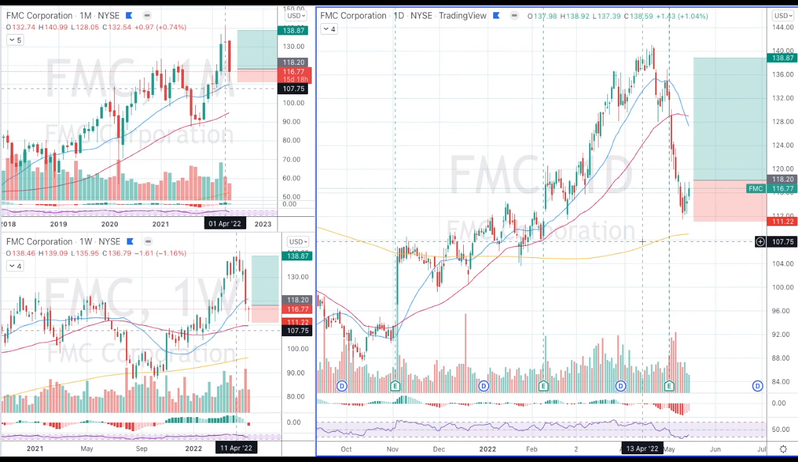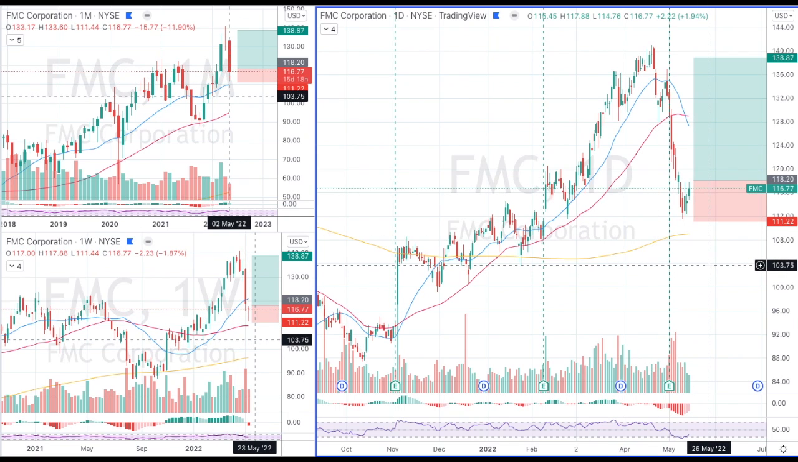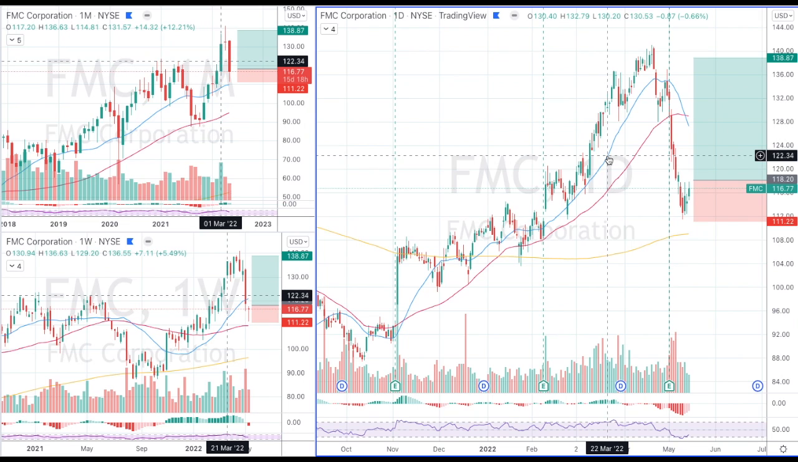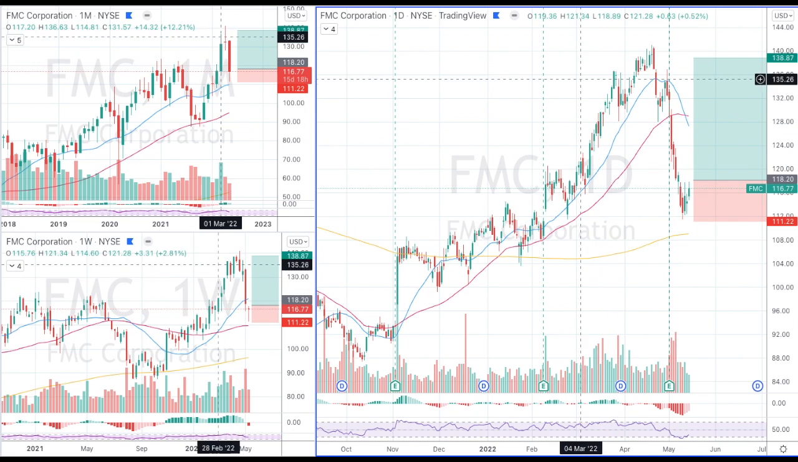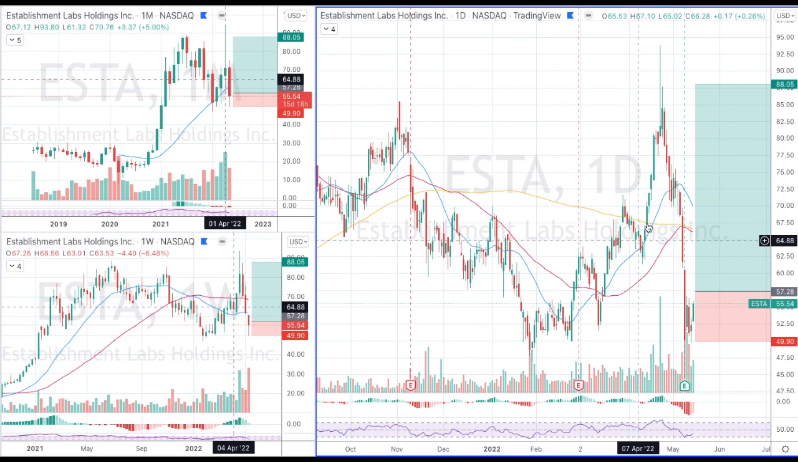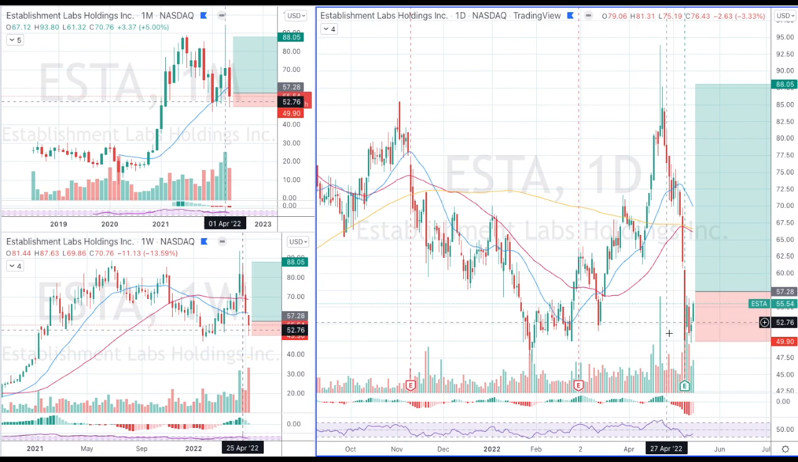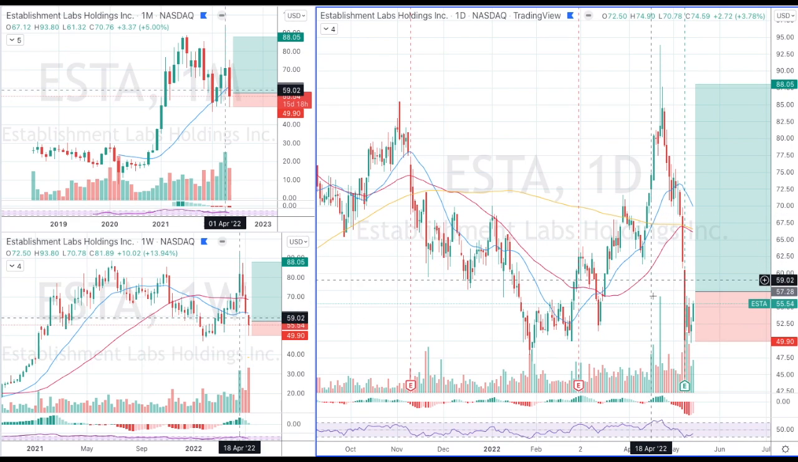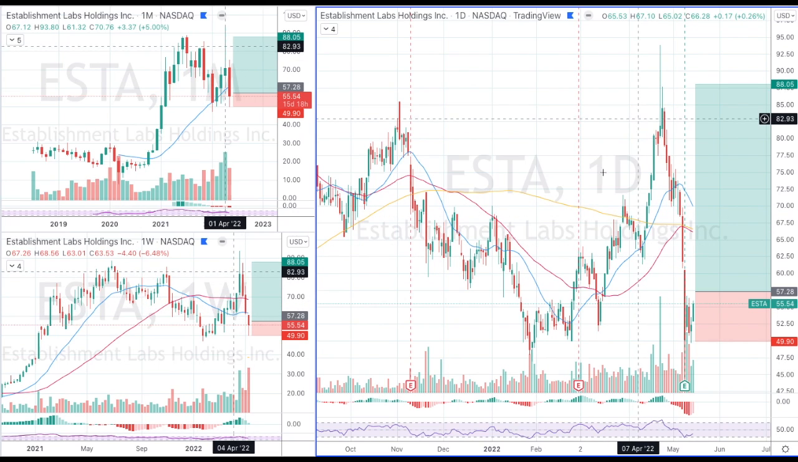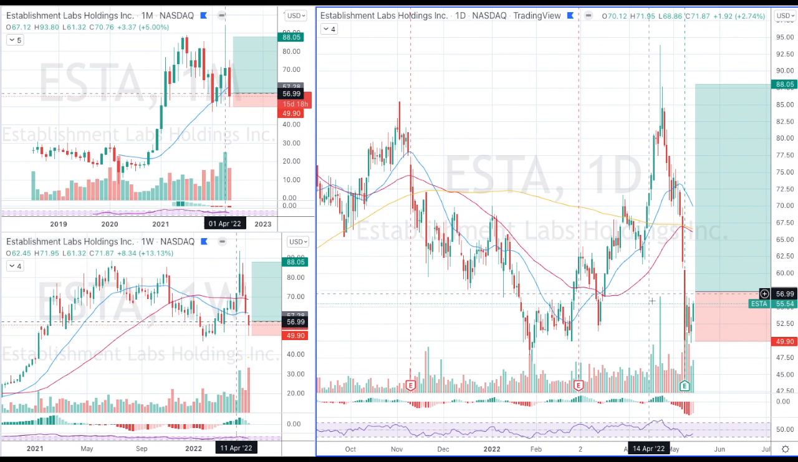I'm probably going to get in this one with an order over this 118.20 area, and we're hoping for a bounce, potentially timing it with the market up towards the 140 area. ESTA, similar to the last name, last week this one had some pretty wide red bars. And again, similar to the last one, it just wasn't providing a good risk to reward to the top of this pivot. And again, like the last one, we're putting in some narrow range bars.